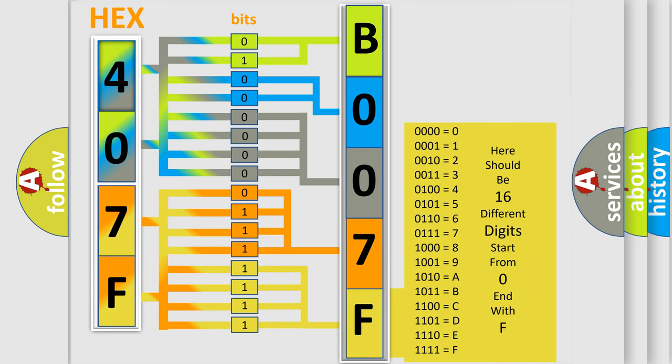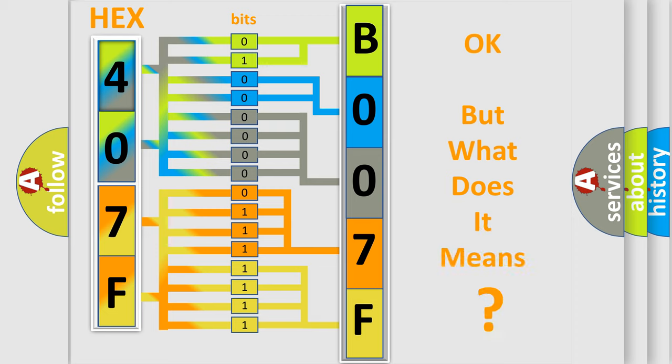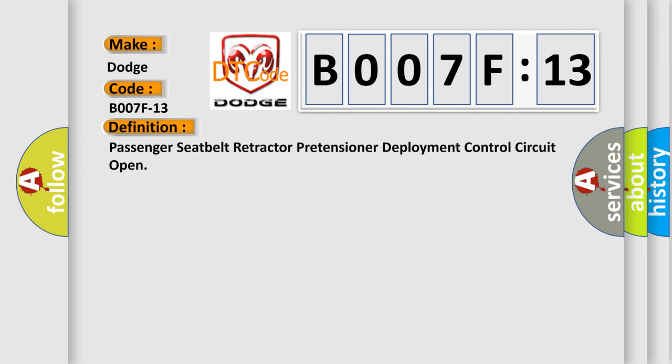We now know in what way the diagnostic tool translates the received information into a more comprehensible format. The number itself does not make sense to us if we cannot assign information to what it actually expresses. So, what does the diagnostic trouble code B007F-13 interpret specifically for Dodge car manufacturers? The basic definition is: passenger seatbelt retractor pretensioner deployment control circuit open.